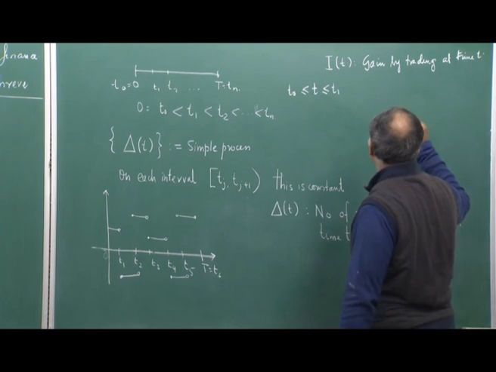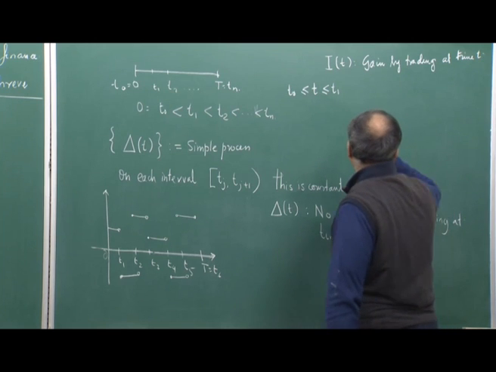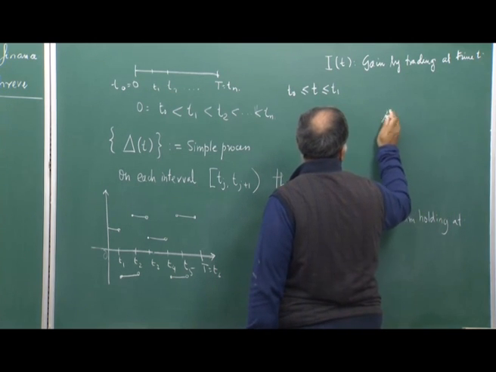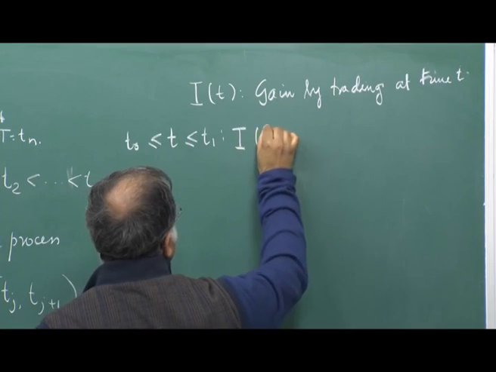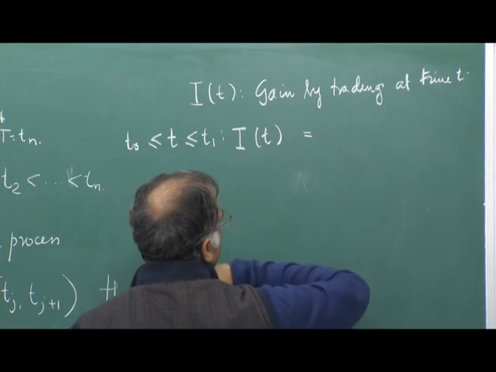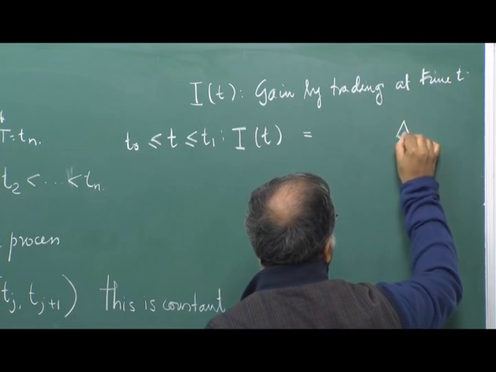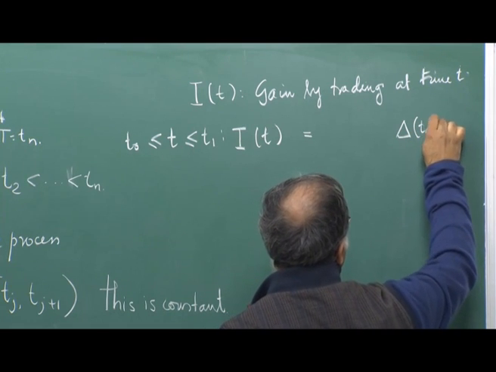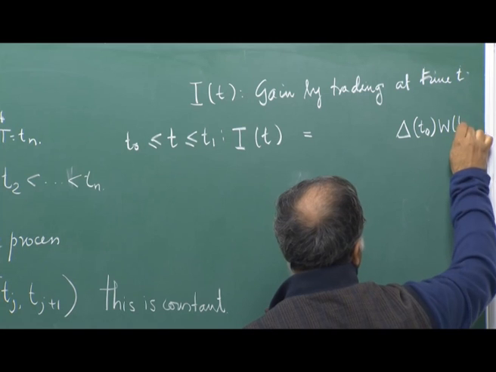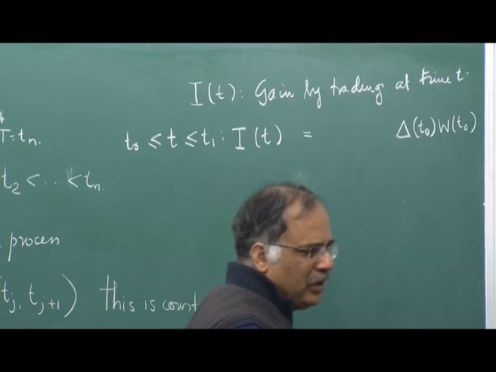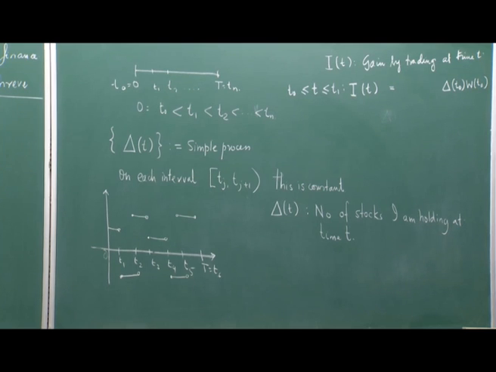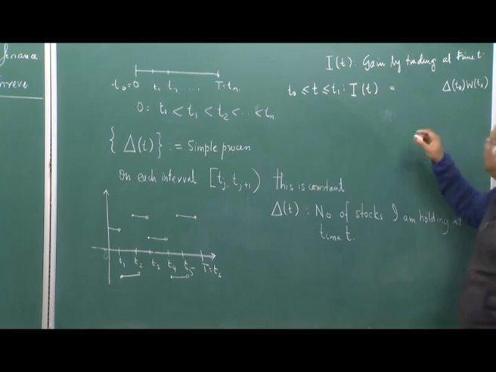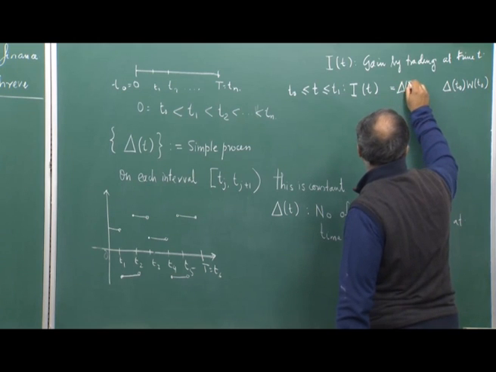So, my total money I paid, so let me write It. So, what is It in this case? The total money I paid to get this delta t0 amount of stocks at t0 is Wt0, and now I hold on to the stock, and at time t I sell that number of stocks at a price Wt, because price is changing at every time. So, by selling those stocks I make this amount of money.